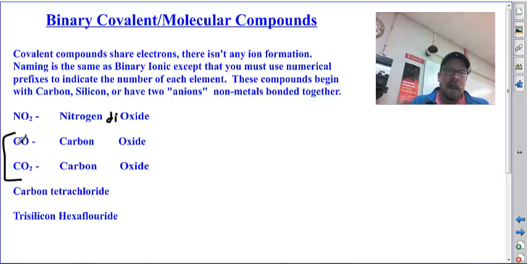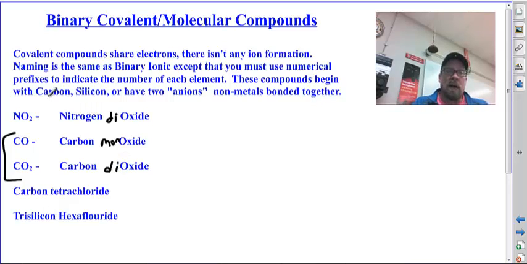Okay. Here again, I have one carbon, one oxygen. I could say monocarbon, but I don't have to. But I would say monooxide, or just, I don't have to put both O's together. That's actually carbon monoxide. Here again, one carbon. I don't have to use mono at the beginning. I do have to use every prefix on the second. This is carbon dioxide.